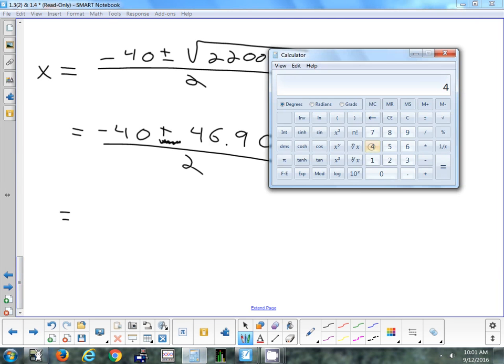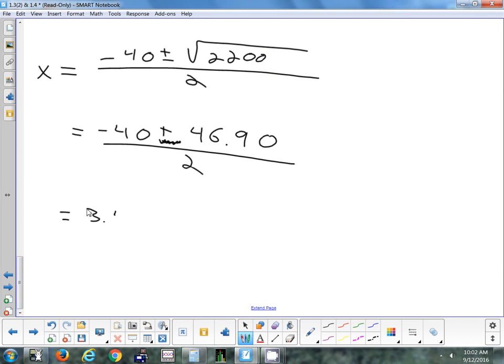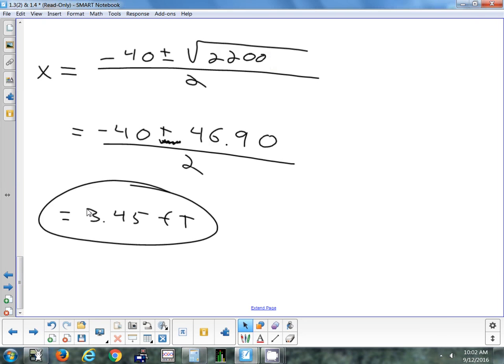Negative 40 plus 46.9 divided by 2. That's the width of my sidewalk. 3.45 feet. So that's the algebraic way to do it. Okay, I'm going to show you the graphing calculator way so you could double check your answer.